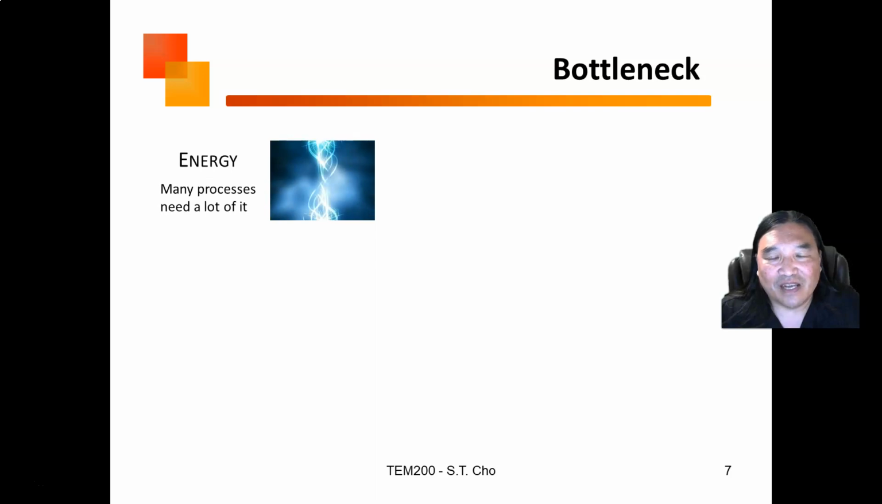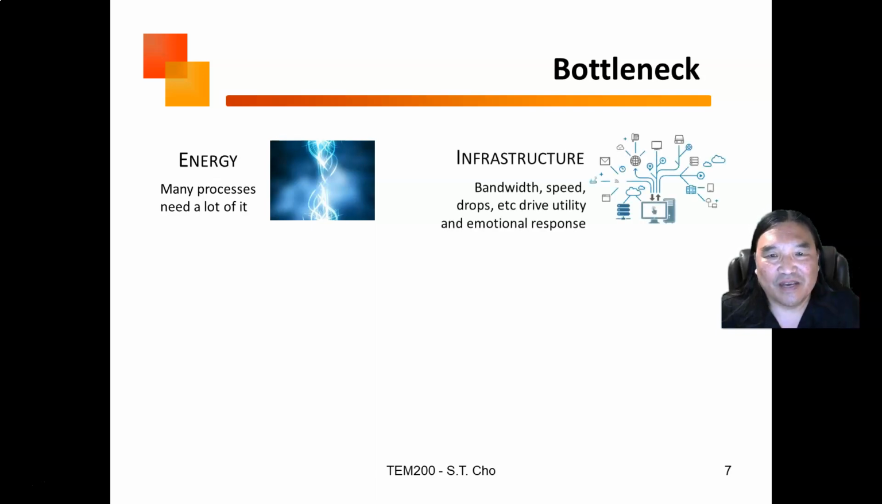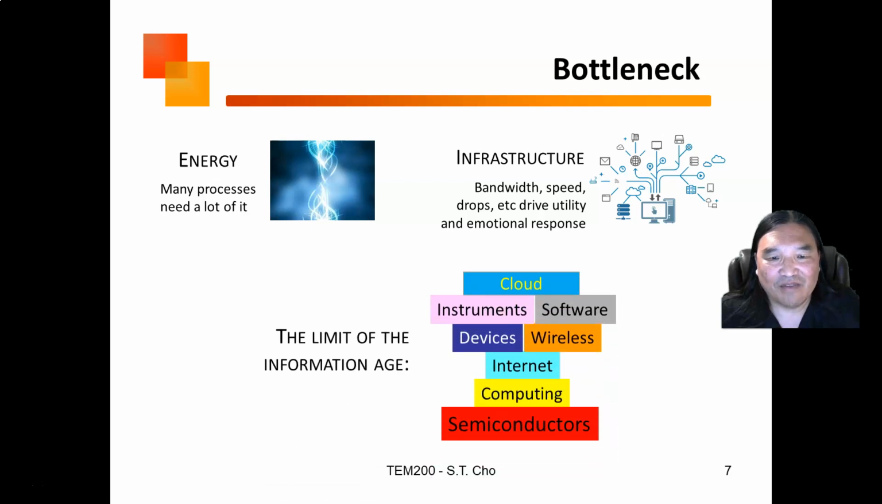Now, what are the bottlenecks? Things still have to run off of infrastructure. And so energy, bandwidth, speed. Do we have enough of that? And what's the limitation of our information age?